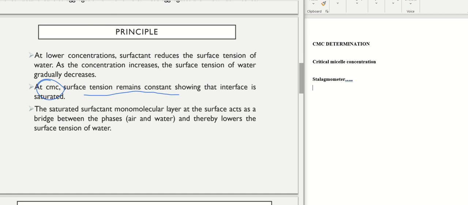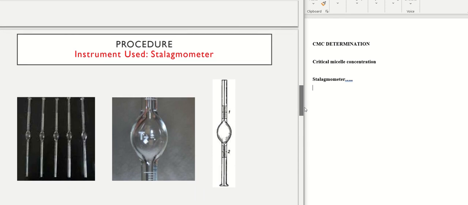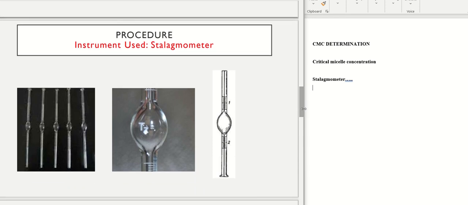Now, by taking this into consideration, we will be performing an experiment by the use of an instrument called stalagmometer. This is the stalagmometer. It looks like a graduated pipette with two markings, the upper marking and the lower marking. This is how the stalagmometer looks, and it has a bulb at the center.